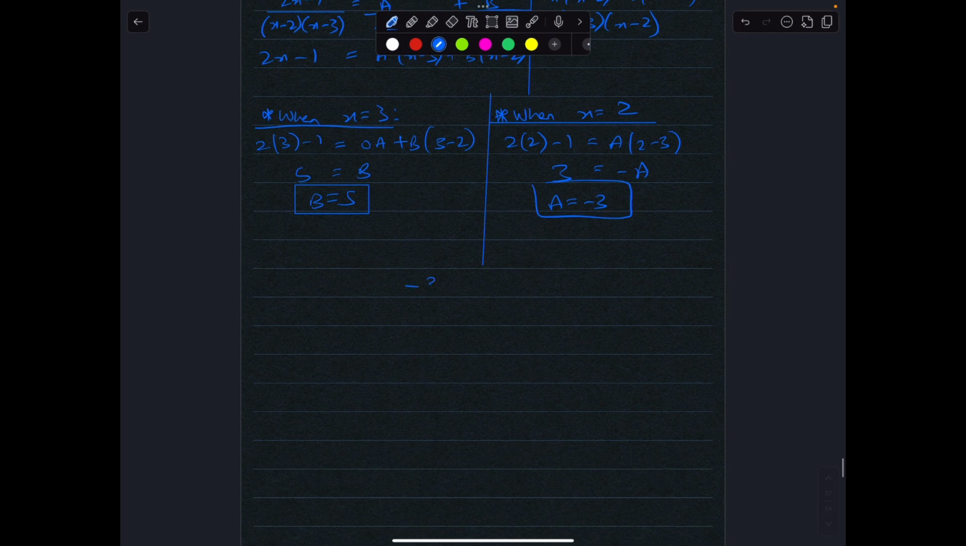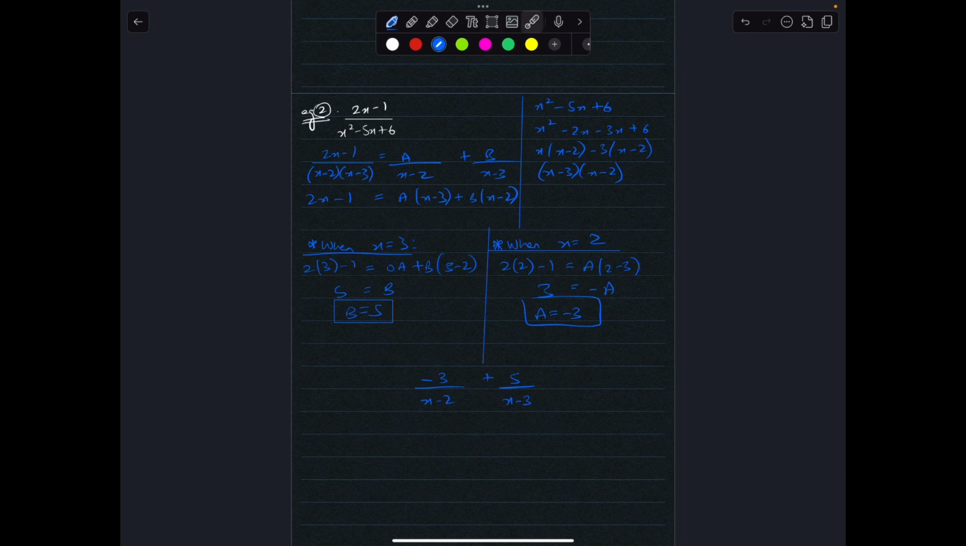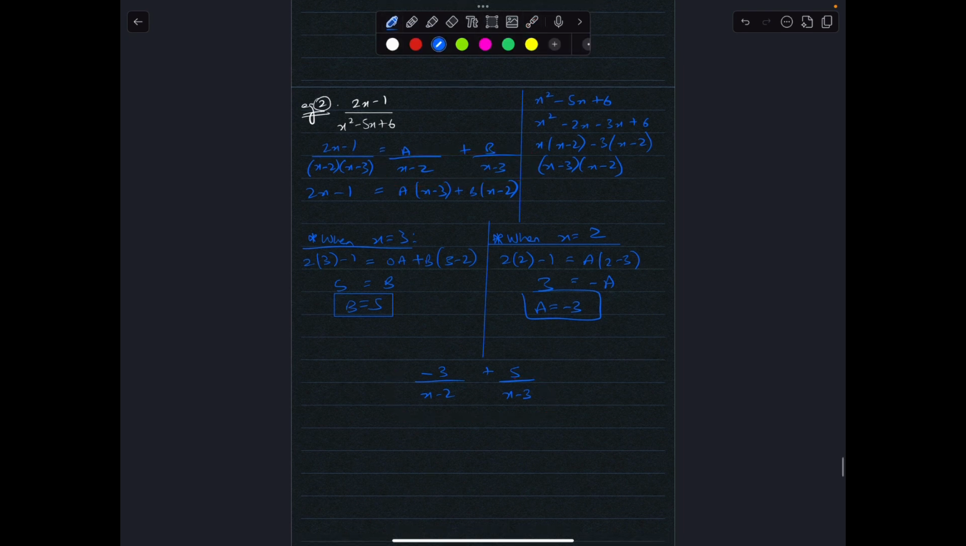And I'll leave my final answer as a fraction. It should look something like this. Finally, recheck if you substituted a and b correctly. Yes, I did. So this is my final answer.